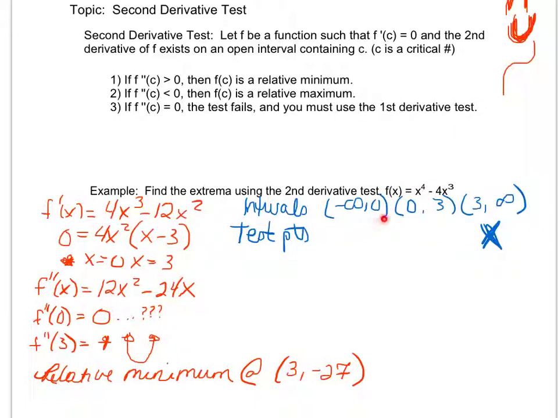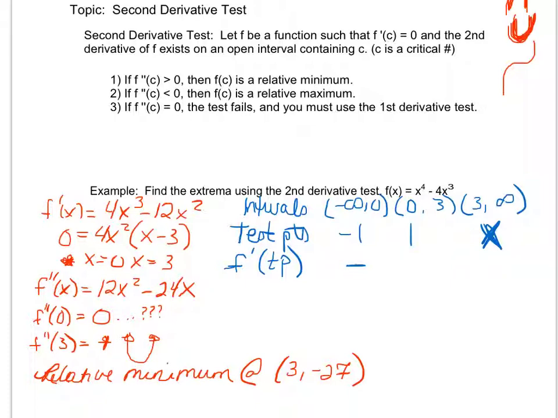Therefore, do I go from increasing to decreasing? From decreasing to increasing? Or do I remain increasing, increasing, or decreasing, decreasing? So I'm going to go ahead and pick a test point, say -1. I'm going to pick a test point, say 1. Remember, because this is my first derivative test, I plug my test point into my first derivative. So when I plug -1 into my first derivative, I'm going to get a positive times a negative, so a negative.